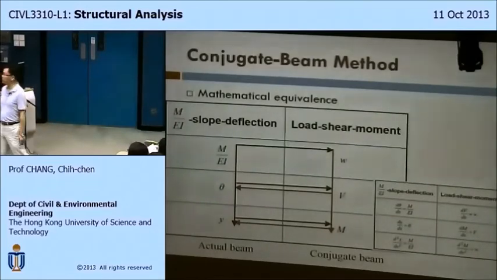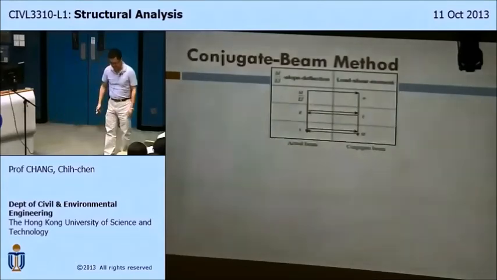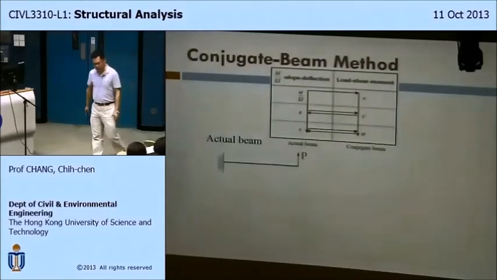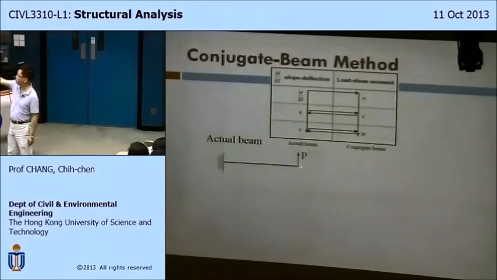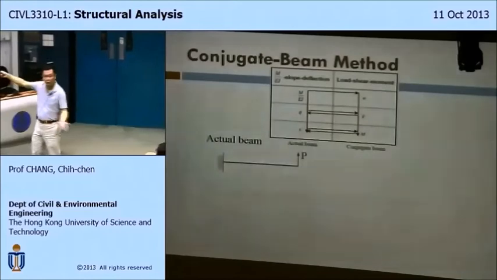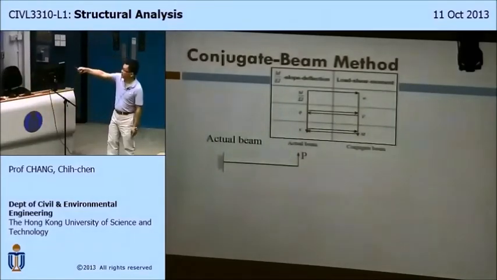Okay? So conceptually, it goes like that. And how do we implement this concept? Let's say I have an actual beam, and I want to calculate deflections and the rotation angle somewhere in the beam. I can do direct integration. I can do moment area. So I can do it on this actual beam.